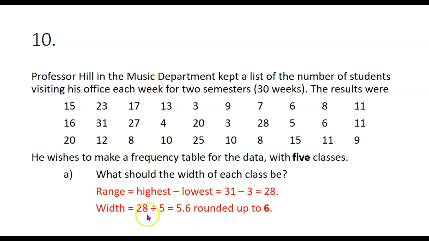Then we take that range and divide it by the number of classes we want there to be, and then round up to the next highest whole number. So 28 divided by 5 would be 5.6, rounded up is 6. To get 5 classes, we would need a width of 6 for each class, 6 individual numbers in each class, in order to get enough room to fit all these numbers into 5 classes.